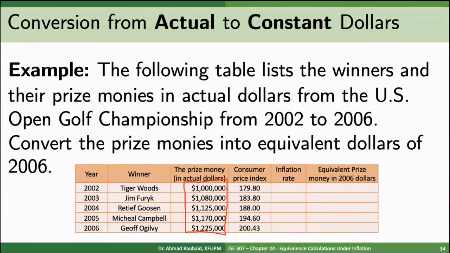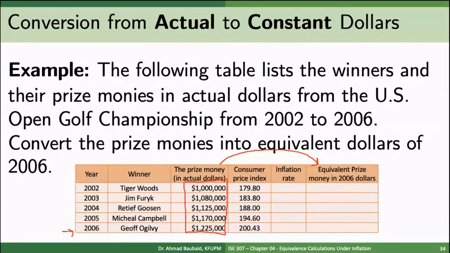It's asking you to convert these prizes into equivalent prize money, but in 2006 dollars. So the first thing that you notice here is that we're not actually using 2002 as the base period. Here the question explicitly asks me to use 2006 as the base period, right? And so I need to use this time period here as the base period. So I need to be careful. I need to adjust my formulas a little bit when I do that, because the base period is now in the future, right?